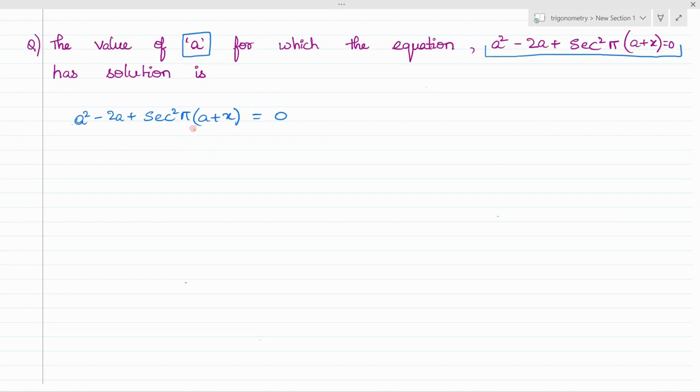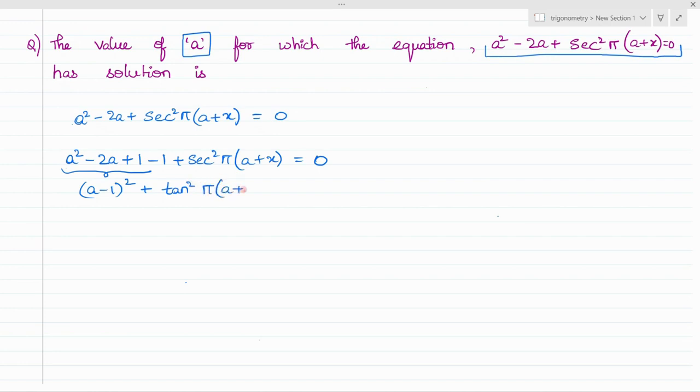Now this kind of equation can be solved using the completing square method. This is a method which we have already learned in the quadratic equation chapter. Here we need to add and subtract values so that we can make a complete square, like we need to add and subtract 1 so that it gives a complete square. From here we can write it as a minus 1 whole square, and secant square theta minus 1 is tan square theta. So theta is nothing but pi into a plus x.